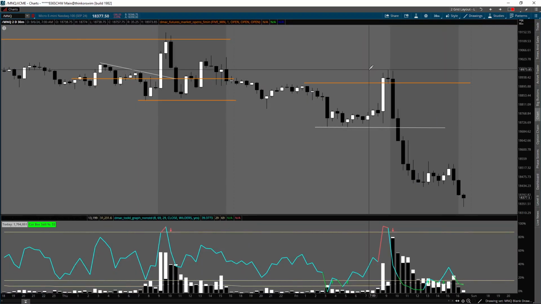Okay, this high here, that's a level. This low here, that's a level. You're looking for breaks of supply and demand. Don't forget, this is a 30-minute chart. So each of these candles is 30 one-minute candles, or 6 five-minute candles, or 3 ten-minute candles, and so on and so forth.